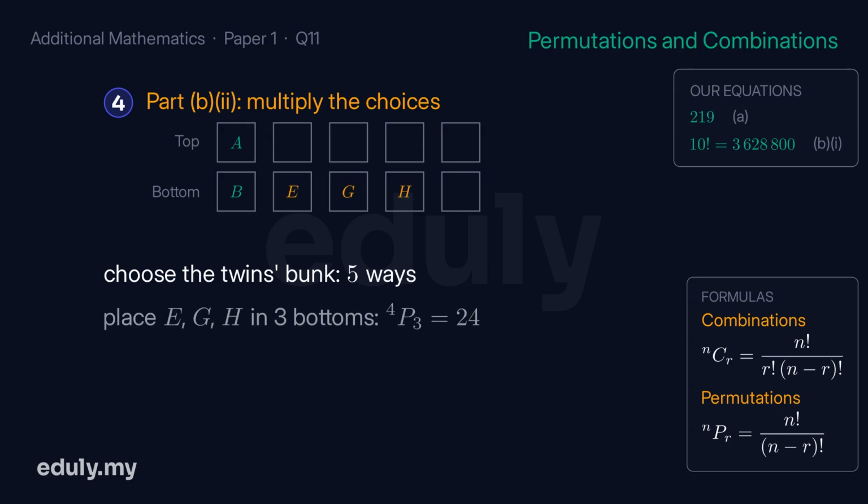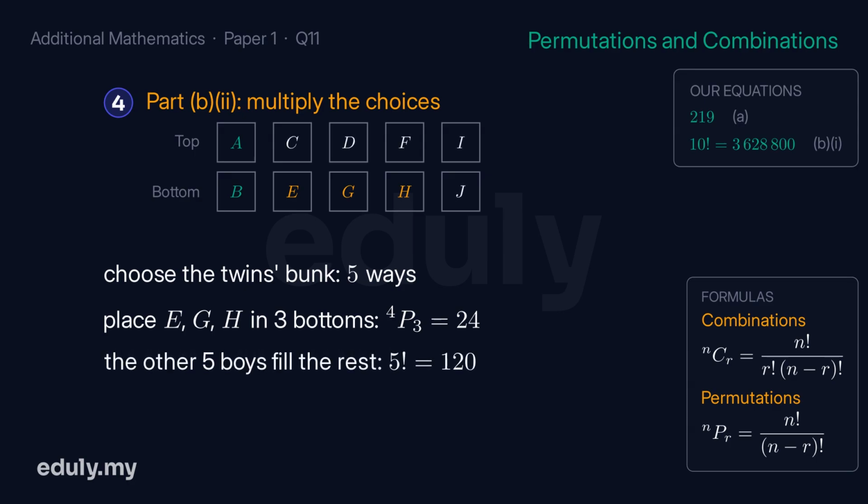Stage 2, the 3 heavy boys E, G, and H must fill 3 of the 4 remaining bottom beds. Order matters, so that is 4 permute 3, which is 24. Stage 3, the last 5 boys, C, D, F, I, and J, fill the 5 seats that are left in any order. That is 5 factorial, which is 120. The stages happen together, so we multiply, never add. 5 times 24 times 120 gives 14,400.